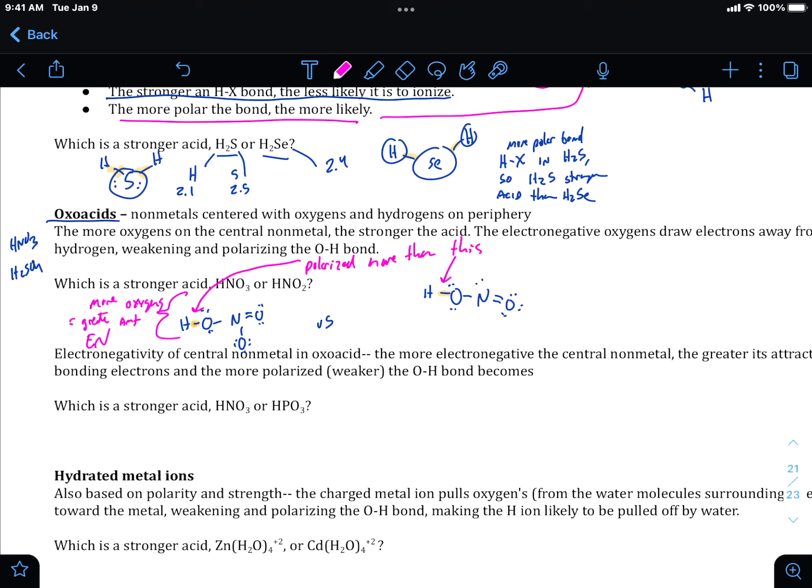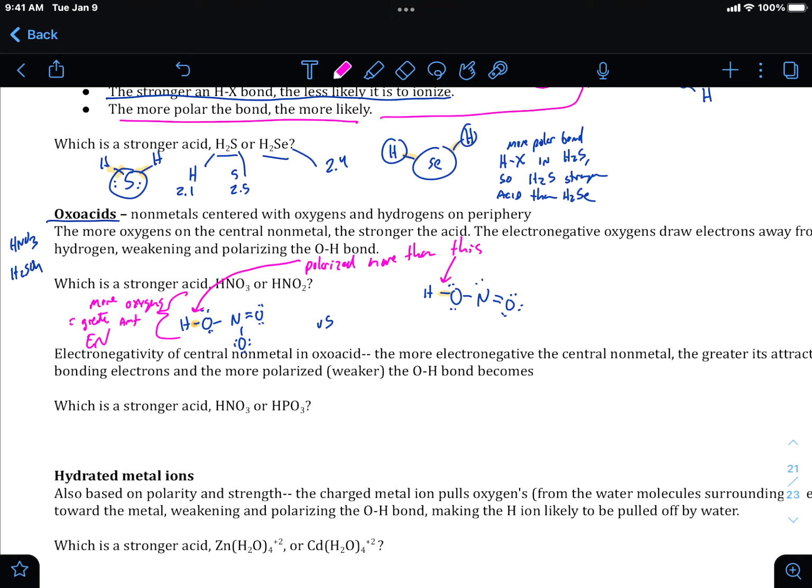because the two oxygens do not have the same drawing power for electrons that 3 oxygens do. Think of them as magnets. 3 magnets versus 2 magnets, pulling electrons all towards the center. The one with 3 oxygens pulls electrons inward towards the center more, and that means since hydrogens are on the periphery, the electrons are pulled away from the hydrogen, making that bond less stable, more easily polarizable.